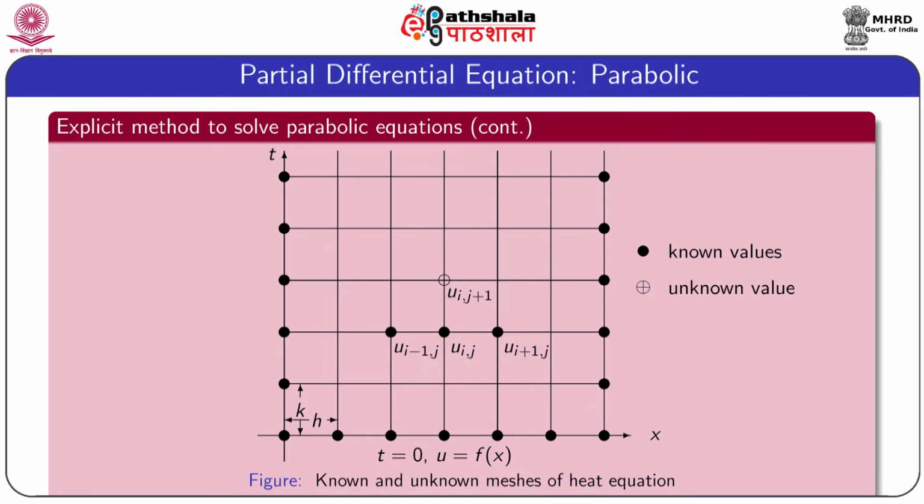Also, it is mentioned that the value of u(i, j+1) can be determined if the values of u at (i-1, j), (i, j) and (i+1, j), these three values, are known. These 4 points are shown within the diagram along the jth row and the (j+1)th row.